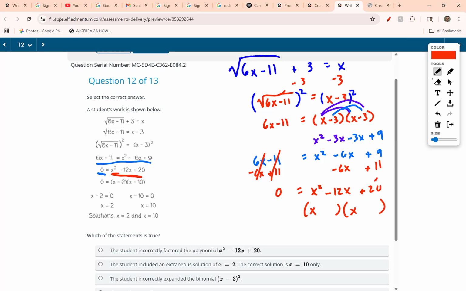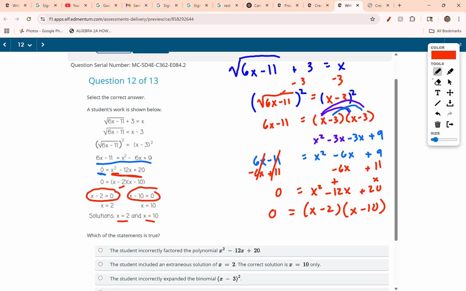Now we're going to factor this. We need two numbers that'll multiply together to give us 20 and add together to give us negative 12. They chose negative 2 and negative 10. I think those are good choices. Negative 2 times negative 10 is positive 20. Negative 2 plus negative 10 is negative 12. And then our last step, I'm not going to show the work because they've kind of done it for us. They take each one equal to 0 and solve each one for x. Those are both true. So then the solutions are 2 and 10.